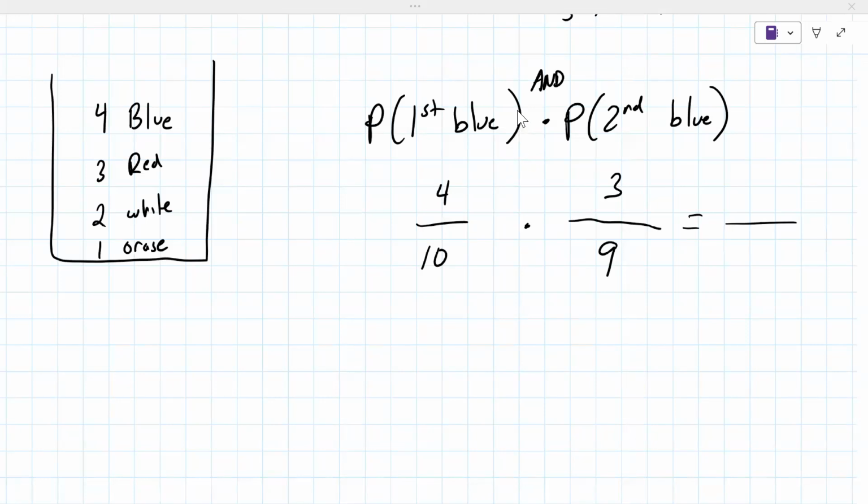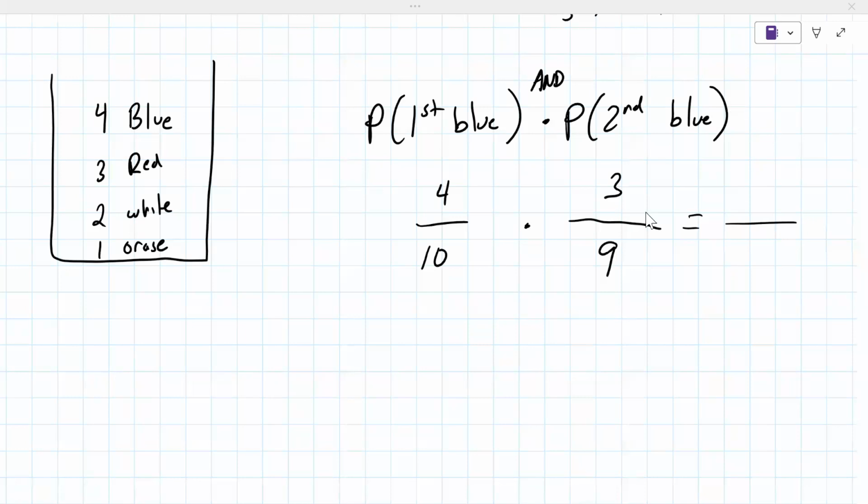4 and 30. 12 and 90. Just give me the fraction. Let's start with the fraction. What would the fraction be? 12 over 90. Okay, but you got to be able to reduce that.